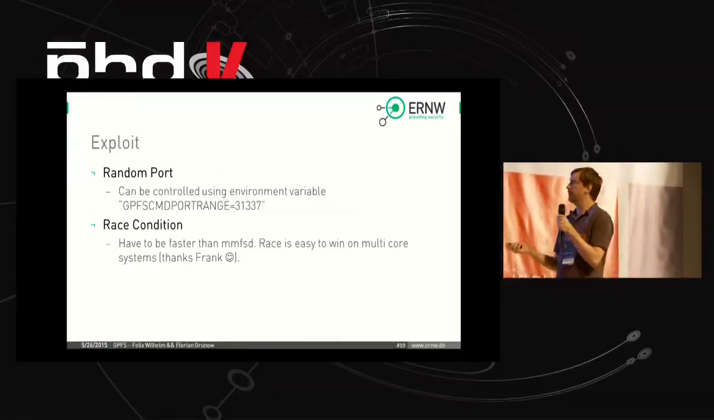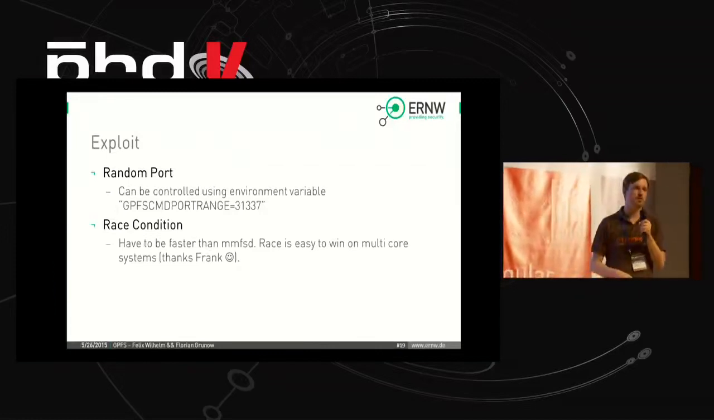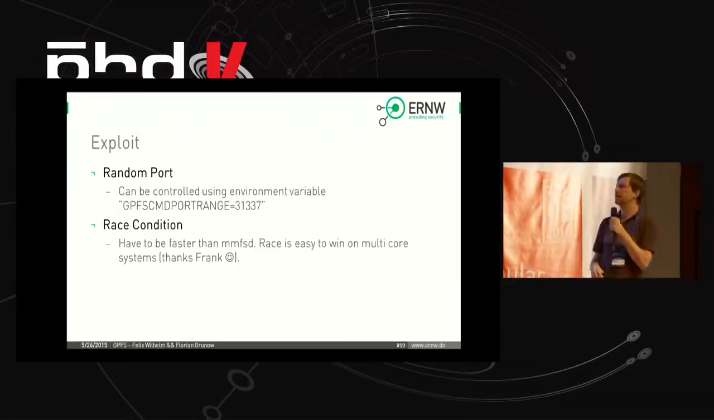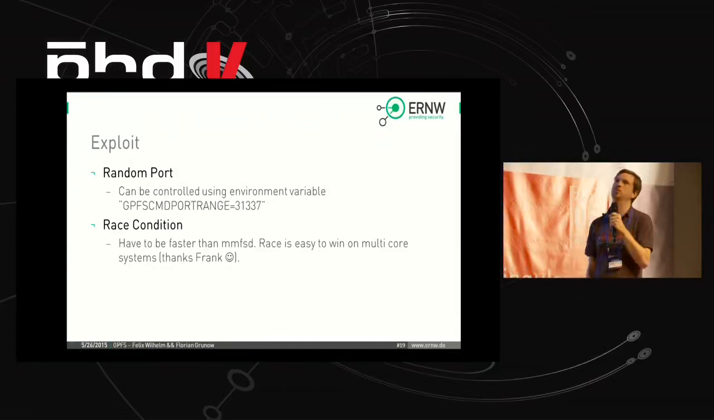And for the race condition, connecting to the tsstatus binary on the specified port earlier than the MMFSD, we just had to be faster than MMFSD. The race is easy to win on a multi-core system. We tested it on single-core systems and were not able to win the race all the time. A colleague of ours just said, why don't you just put a few more CPUs into your virtual testing machines, and that basically worked. I would have guessed that we would even have been able to win the race with Java.